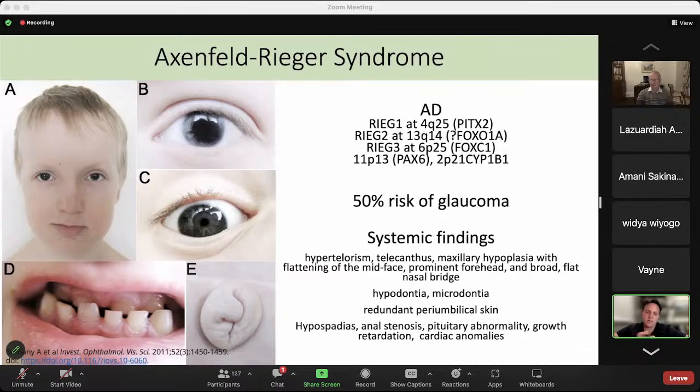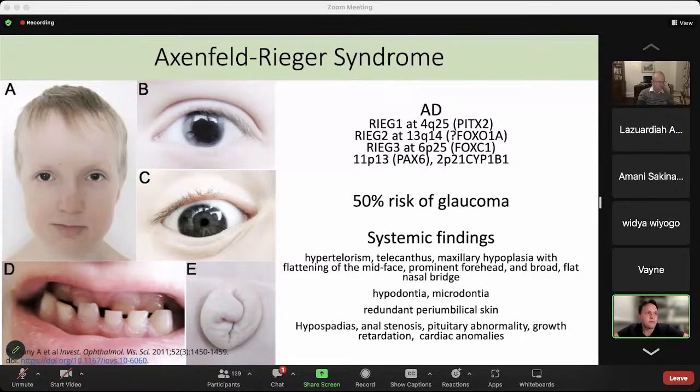The genes that we see associated with that are the PITX2 gene, the FOXC1 gene, classically, more newly described as the FOXO1A gene, and less commonly we can see sporadic conditions associated with PAX6 and the CYP1B1 mutation that we see in primary congenital glaucoma. The risk of glaucoma in this group is pretty high, so it's about 50% risk of glaucoma, so they need lifelong monitoring for intraocular pressure elevation.